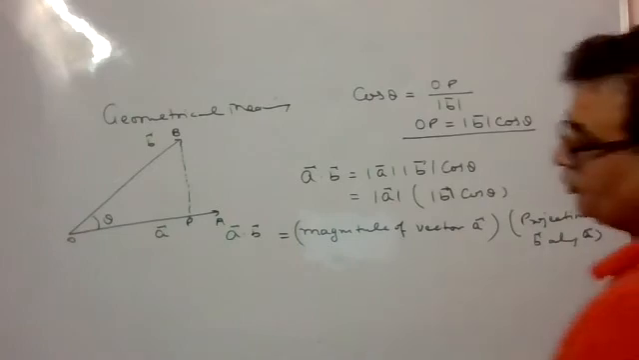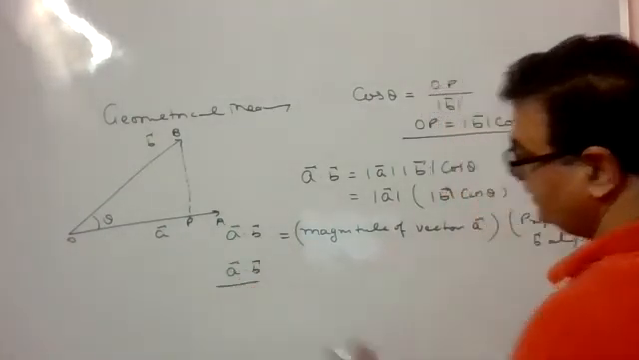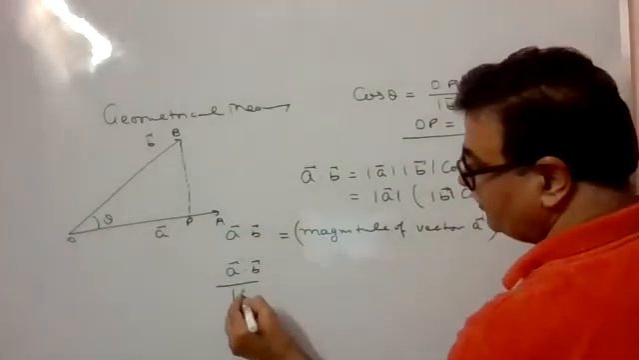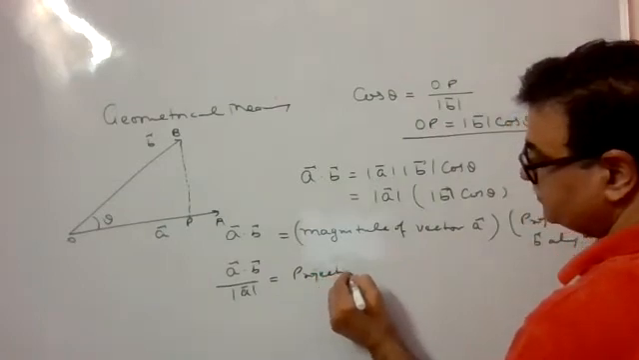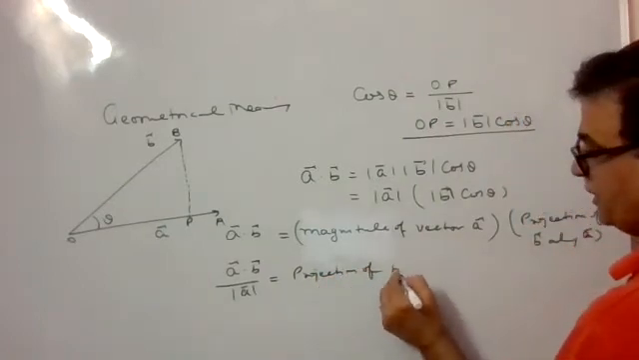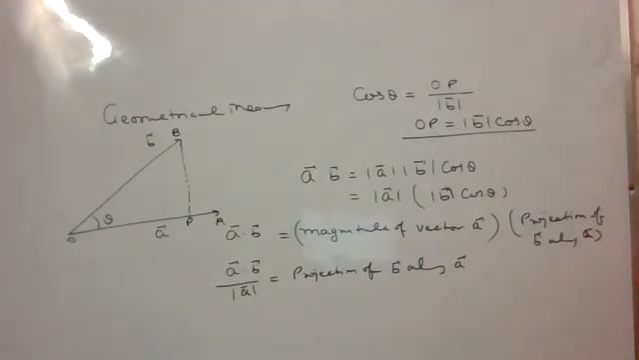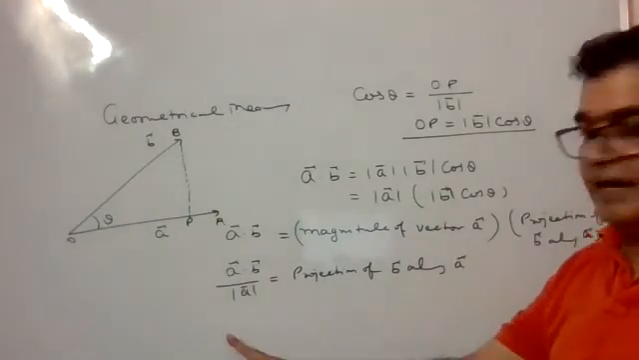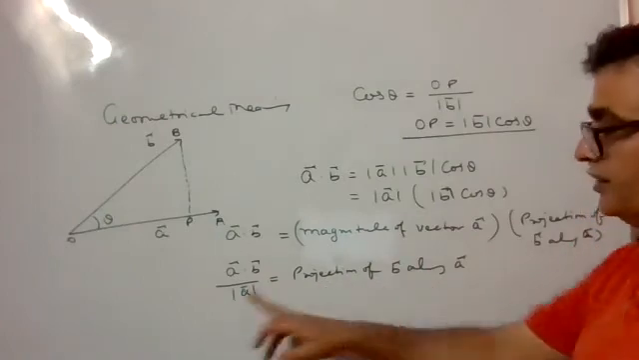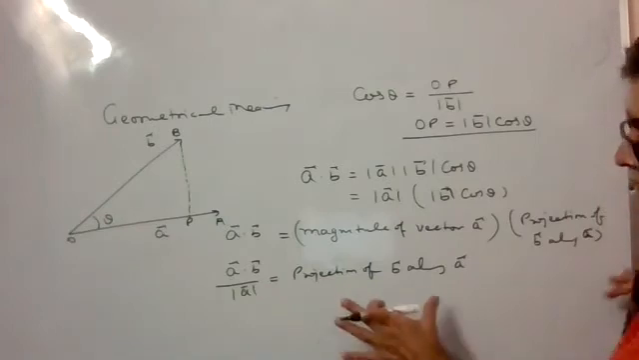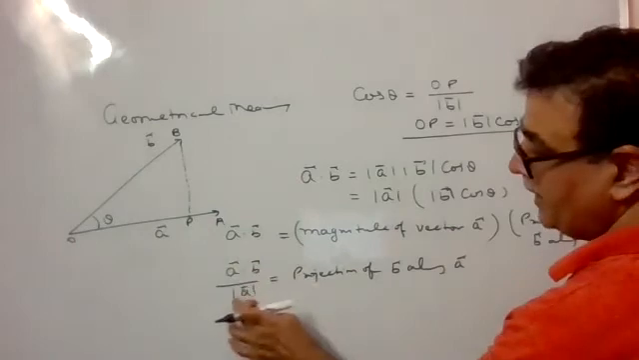And from this, now you can have a formula. A dot B by magnitude of A is called the projection of B along A. So that is the result you should remember. Whenever they say projection of B along A, that means A dot B by magnitude A.